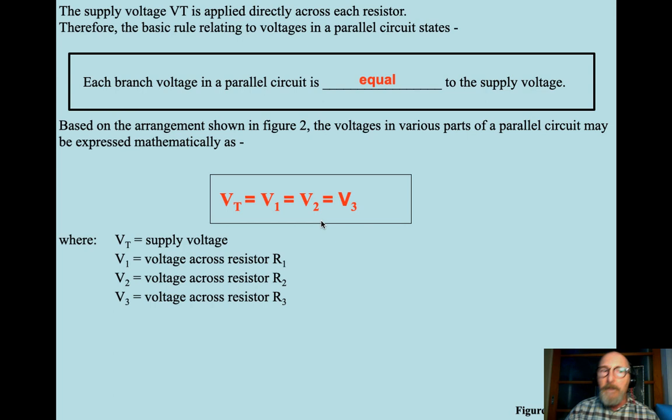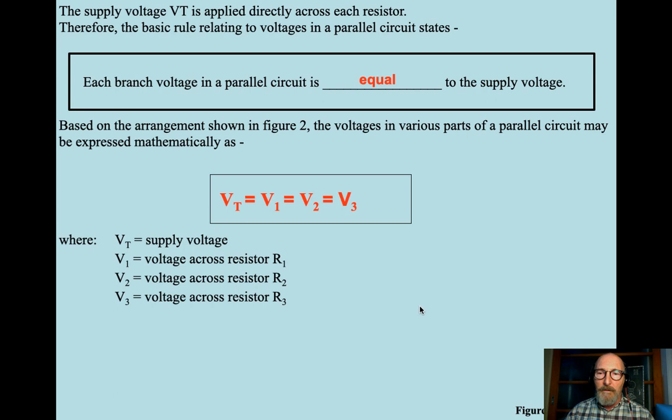All right, there we have V1, the voltage across R1, voltage across R2, voltage across R3. All of the resistors share exactly the same voltage in a parallel circuit. And with one switch in series, we turn that one switch on, we close that switch, allowing current to flow. All of the resistors get the voltage delivered across them, and they have current flowing through them, but not necessarily the same current.